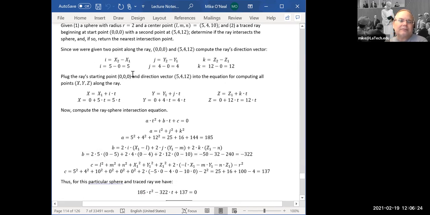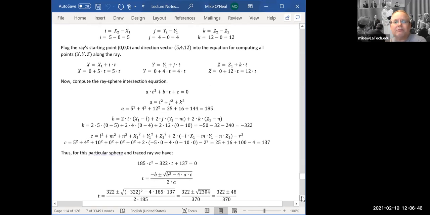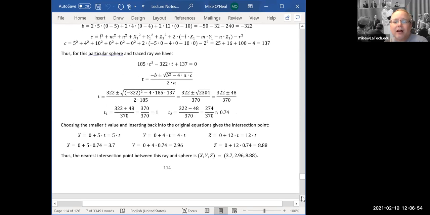And I go through a complete example here. If your math is rusty, a sphere with radius 2, a center point of 5, 4, 10, a trace ray that starts at 0, 0, 0, with the second point, the screen, I guess, at 4, 5, 12. I plug all these numbers in, I derive it through, I do the math. I made a million mistakes when I was doing this because I can't do basic math. And finally, I plugged it into a spreadsheet to get answers that were reliable, because it's easier for me to program the equation than to actually try to solve it by hand.